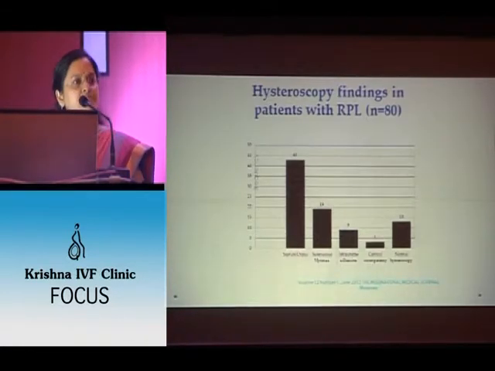An interesting study was conducted on hysteroscopic findings in 80 women with recurrent pregnancy loss in Malaysia. According to this study, they found that septate uterus was the most common cause for recurrent pregnancy loss, followed by submucous fibroid. And they found in their study that 13% of the women had normal hysteroscopic findings.